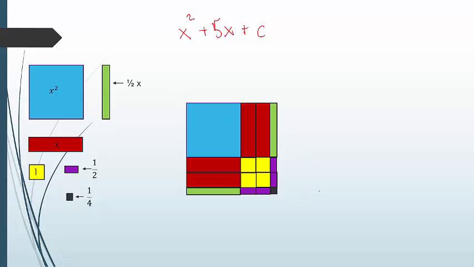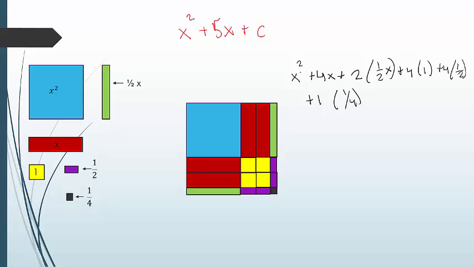All right, so let's add them together. So I see that I have 1 x squared tile. I have 4 of these x tiles. I have 2 of these 1/2 x tiles. I have 4 of these 1 by 1 tiles. I have 4 of these half tiles, and I have 1 of these 1/4 tiles. So I just have to do a little bit of combining and cleaning up here. So let's see where this gets us.